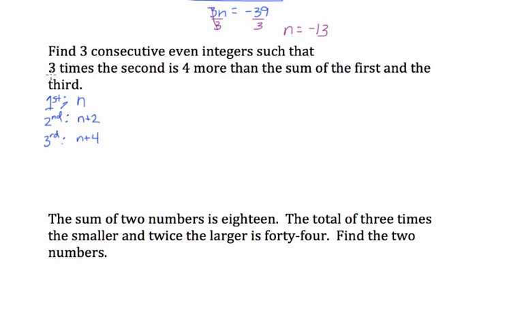Now let's use this sentence to make an algebraic equation. 3 times the second. Second is n plus 2, so 3 times n plus 2 equals 4 more than, so 4 plus the sum of, that means add, the first and the third. So add together the first, n, and the third, n plus 4.